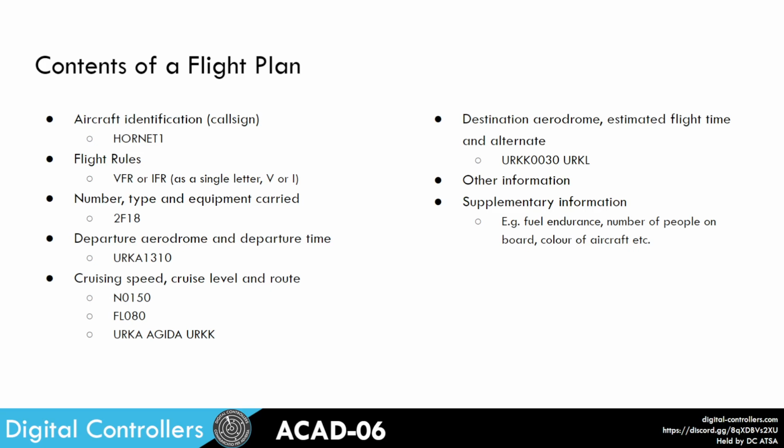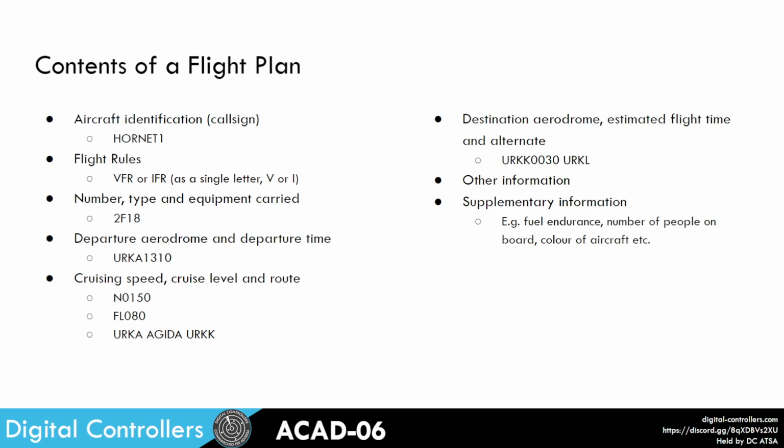Then we have the flight rules the aircraft will be flying under, which is either going to be VFR or IFR, and this is denoted by the single letter V or I for VFR and IFR respectively. Then we have the number and type of the aircraft and the equipment carried by that aircraft. So in this example, we have two F-18s.